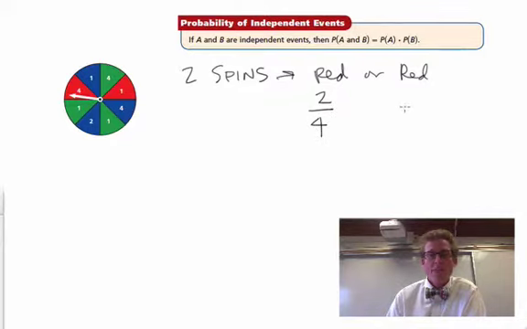For the second spin, I already spun it once, but that doesn't mean that I removed any colors at all. So that means that if I'm trying to land on a red again, well, that's going to be the same. It's going to be 2 out of 4. And then from there I'm just going to multiply straight across, and I end up with 4 over 16, which reduces nicely down to 1/4, or 25%.